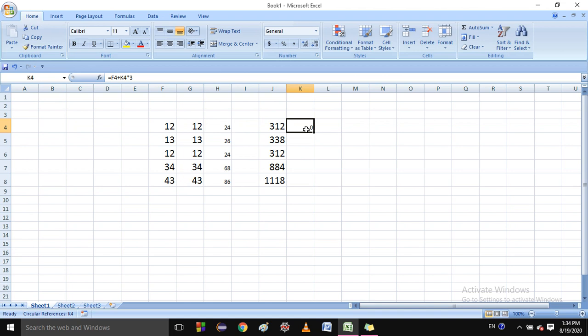Listen once more: a circular reference occurs when a formula in a cell refers to its own cell value directly or indirectly. That means if you are writing a formula in a cell and the formula has its own cell address, for example if I am in P6 and I write a formula that contains the P6 cell address, then it is called a circular reference.